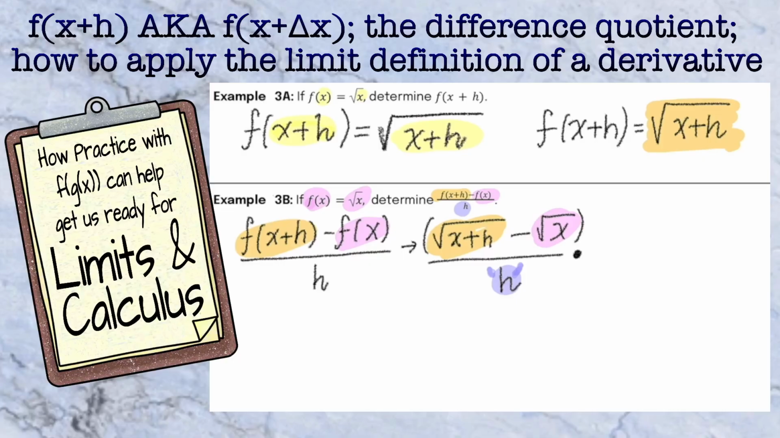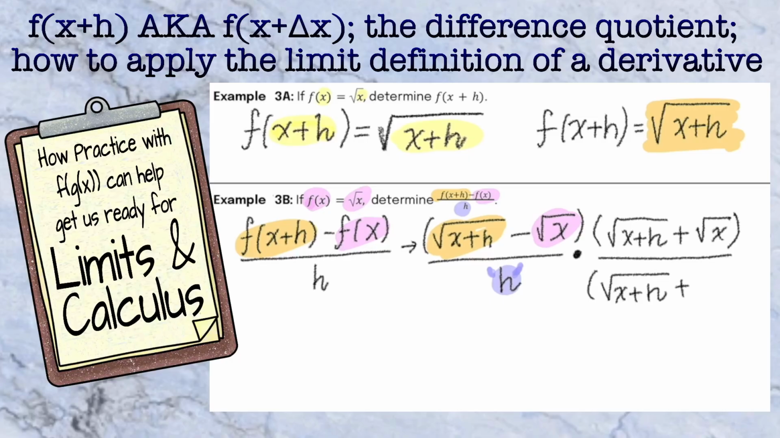So what I'm going to do is multiply by the conjugate. Hopefully everyone knows that word. That means we're going to multiply by radical x plus h plus radical x. And whatever we do on top, we're going to do the same on bottom. Because anytime you multiply on top and bottom by the same thing, you're really only multiplying by 1, which is totally legal. It just changes how things look. It doesn't change what they are equal to, right?